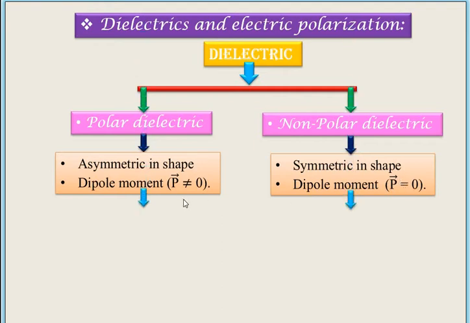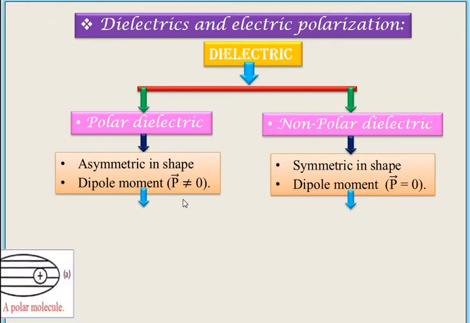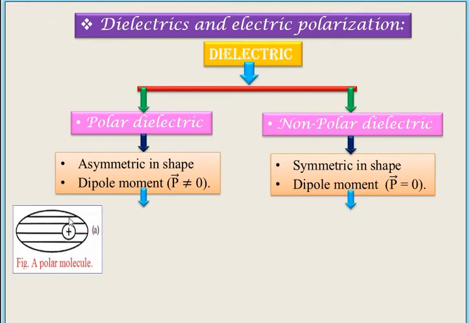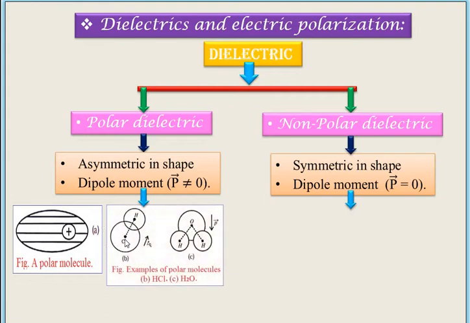See the figure for polar dielectrics. They are asymmetric in shape. And the second figure shows the HCl molecule. These are the centers of hydrogen and chlorine. The distance between the two centers of hydrogen and the chlorine is called the dipole length. And due to dipole length, they have a dipole moment.